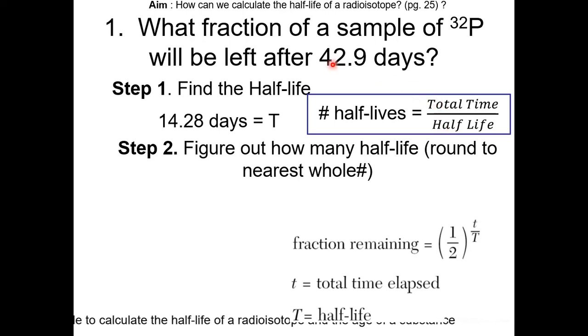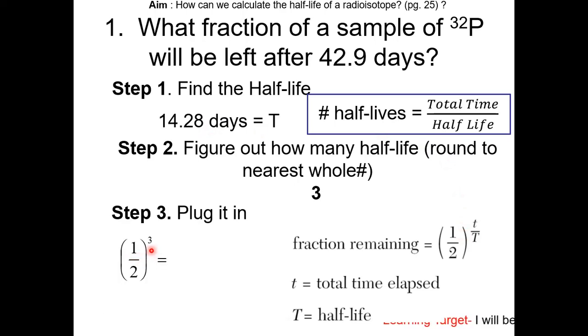The total time is 42.9 days. The half-life is 14.28 days. So the number of half-lives is 3. Next, we plug into this equation. 1/2 to the third power is 1/8. 1/8 will be the fraction remaining of P-32.